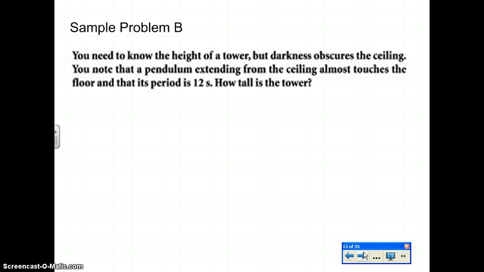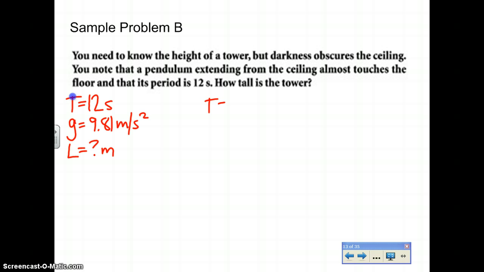Let's look at sample problem B here. Reading through sample problem B, you see that it has a period of 12 seconds. So you know you want G right off the bat, because it's talking about a simple pendulum, and a simple pendulum depends upon length and free fall acceleration. Length happens to be what your unknown is. Your original equation is period equals 2 pi square root of L over G.